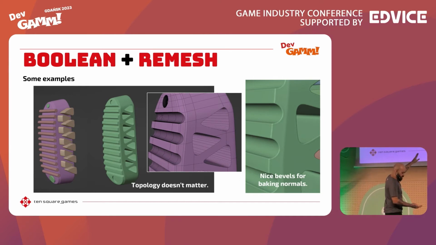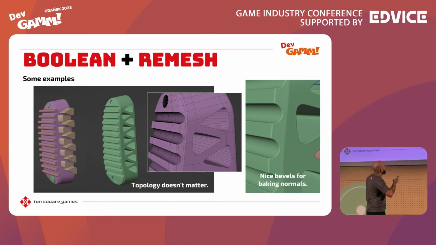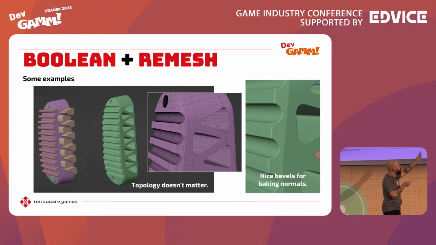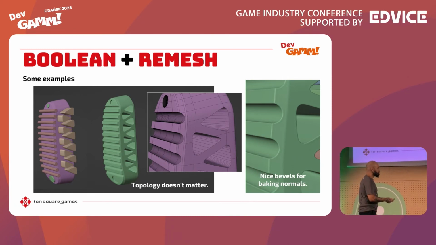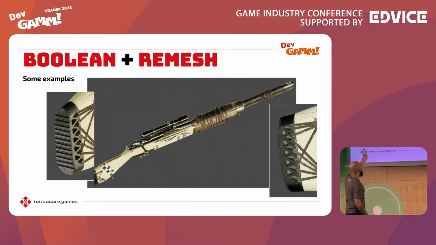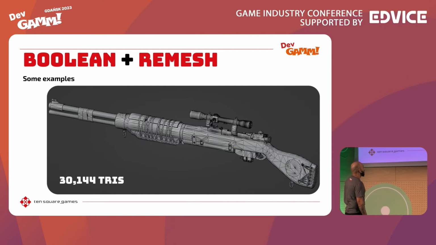Just cut the mesh. Here you can see the geometry quality is very good, but we have no bevel here, so this is not good. But when I remesh, I automatically get the good bevel that I need for the baking process. Here's the final weapon in the game. Final mesh. That one is a little bit more than I should have, but it's okay.